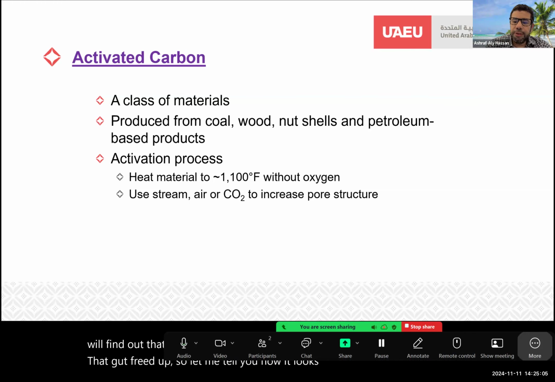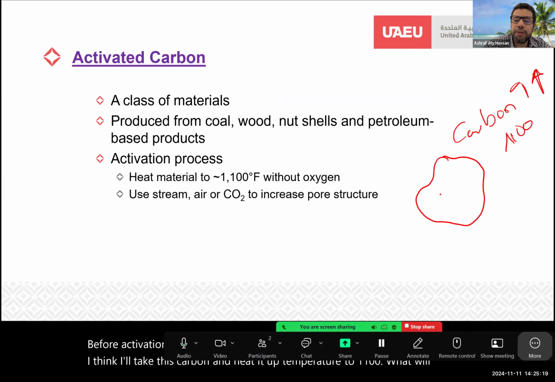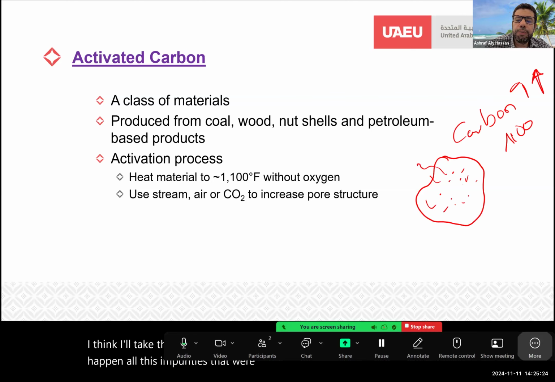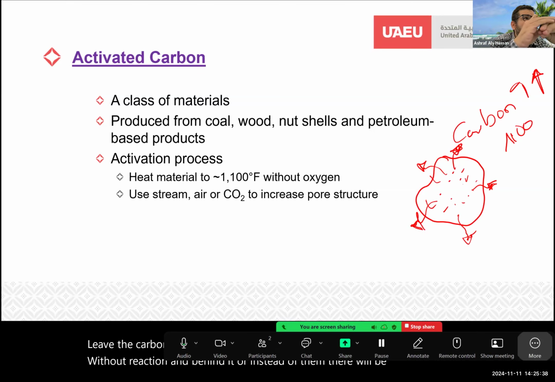So let me tell you how it looks like. This might be your carbon granule before activation. I'll take this carbon and heat it up to 1100. What will happen? All these impurities that were inside, right? They will leave the carbon without reaction, and behind, instead of them, there will be spaces that were occupied with the other molecules.